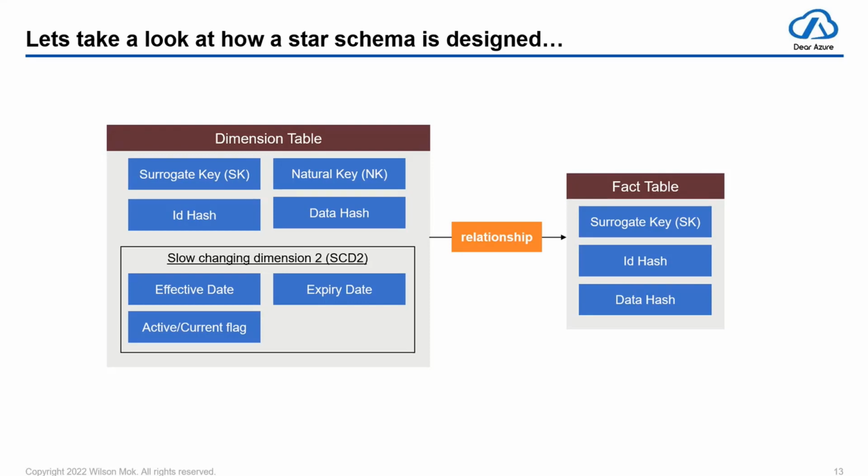Next, we have the ID hash. The ID hash is slightly different than in a dimensional table. In the fact table, the ID hash stores the dimensional table's natural key, and not the hash of the surrogate key that gets created in the fact table. And finally, we have the data hash, which has the same usage as in the dimensional table. It's a hash of all the fact values or measures that we use.